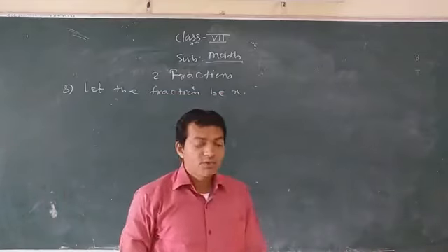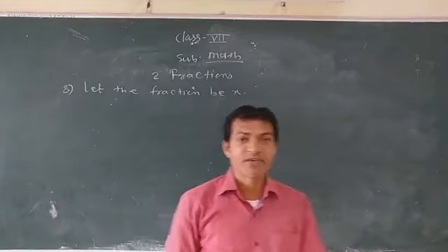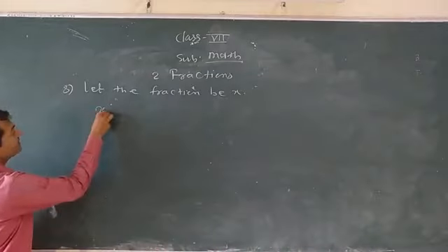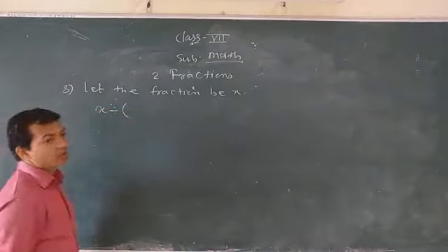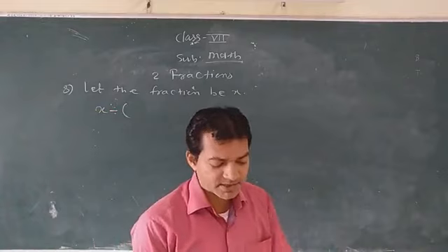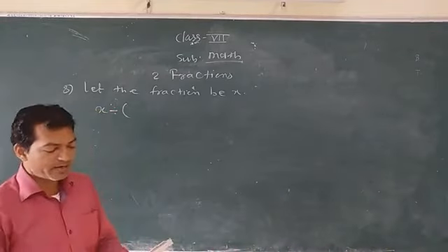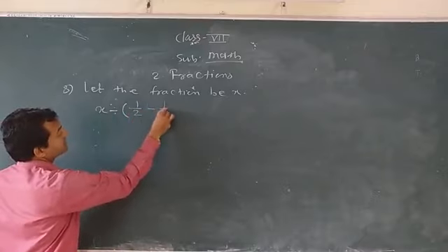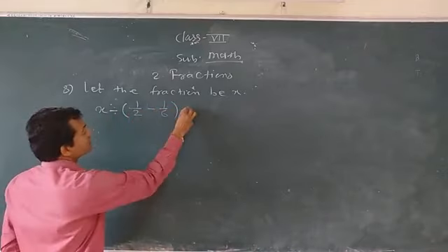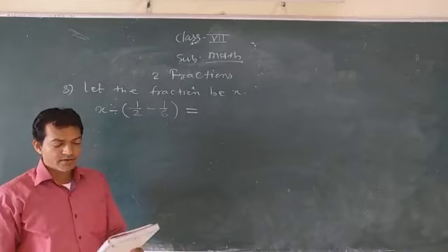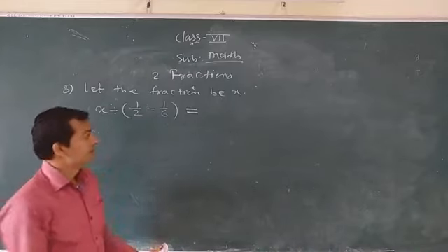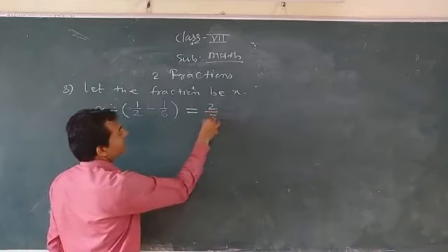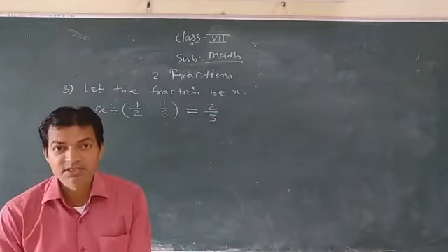Okay, so this fraction is divided by the difference, means x divided by the difference of these two numbers. Which two numbers? They are given here, 1 by 2 and 1 by 6. 1 by 2 minus 1 by 6, because difference is there. So this will be equal to 2 by 3. Okay, understood? Now you have to solve this problem.